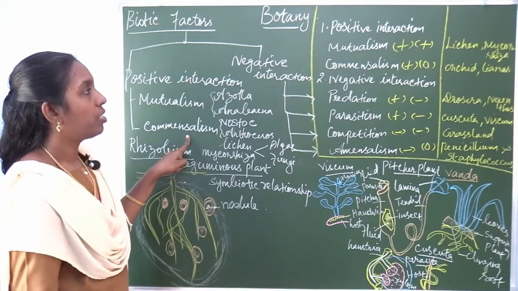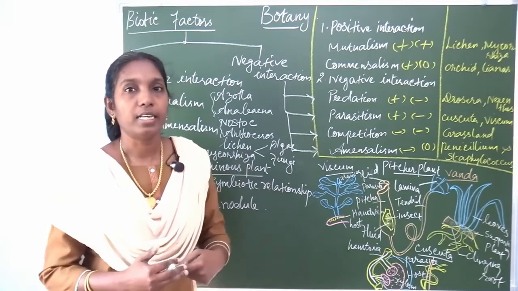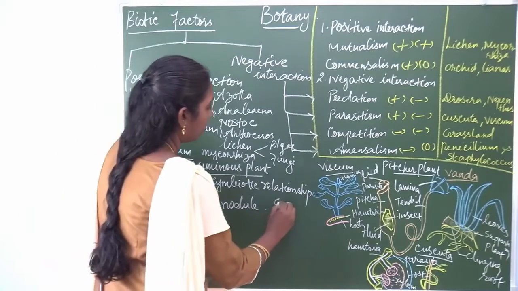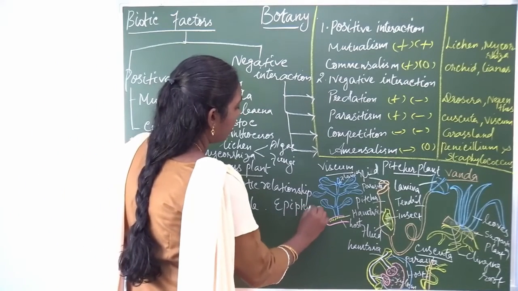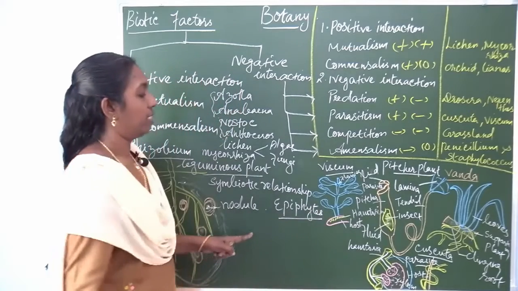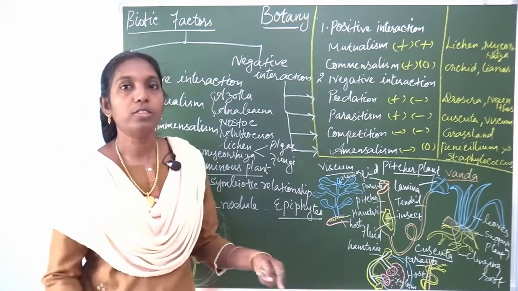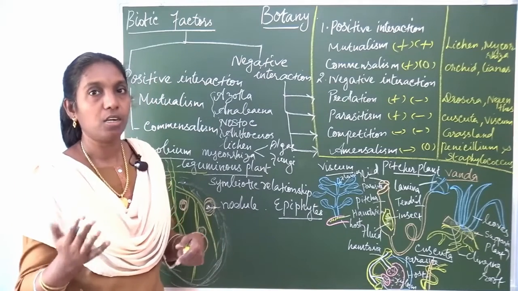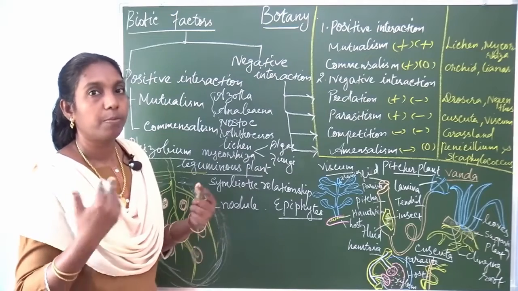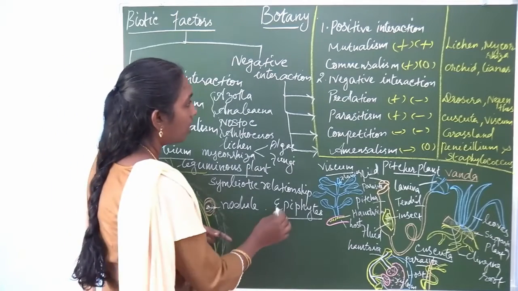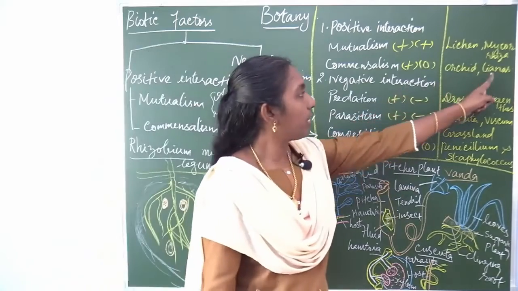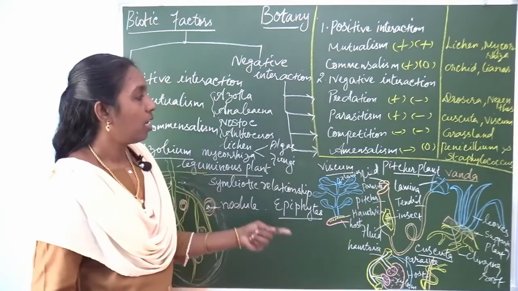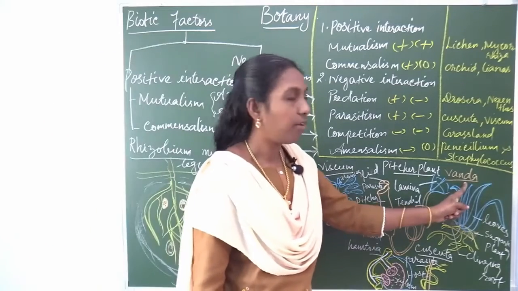So what are the examples of commensalism? Commensalism is found in epiphytic plants, epiphytes. You know what epiphytes are? Epiphytes are plants which live on and get shelter from another plant, either a tree or a shrub. Most orchids and lianas get shelter this way. One example of an epiphyte is Vanda.